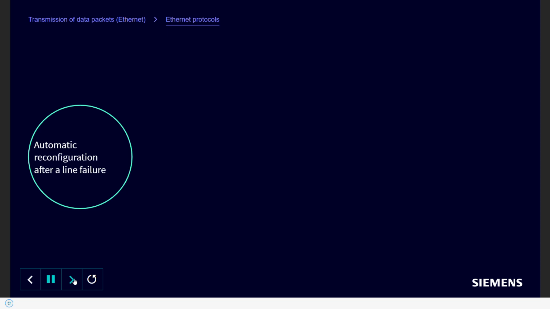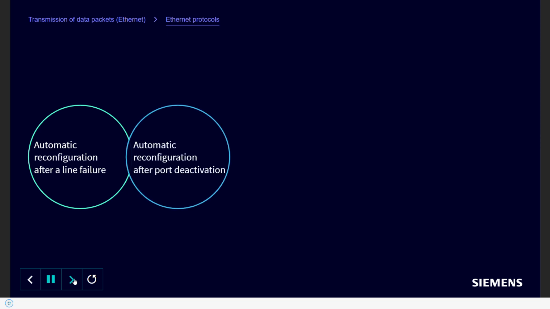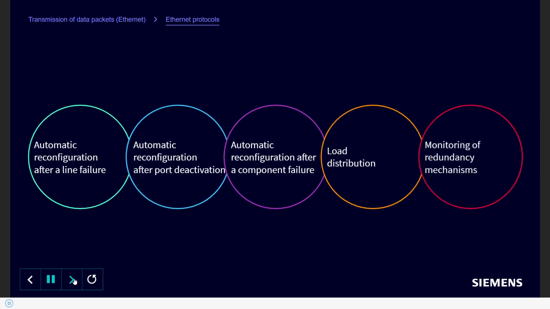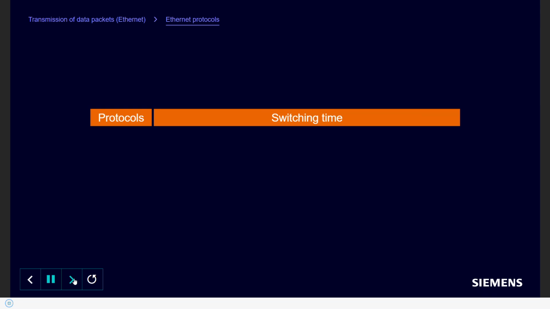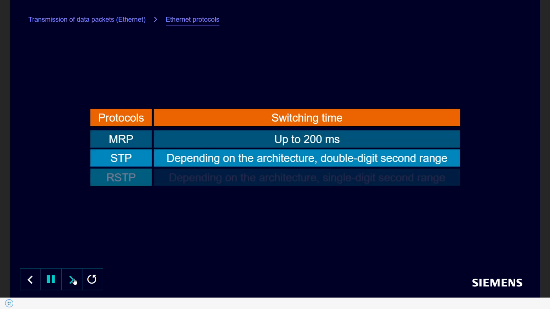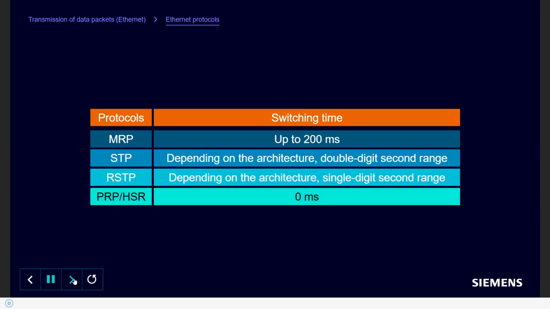We wanted to know what requirements are placed on redundancy. We have learned automatic reconfiguration following a line failure, automatic reconfiguration following port deactivation, automatic reconfiguration following a component failure, load distribution, monitoring of redundancy mechanisms. We wanted to know what important redundancy protocols there are. We have learned MRP, STP, RSTP, PRP, HSR.